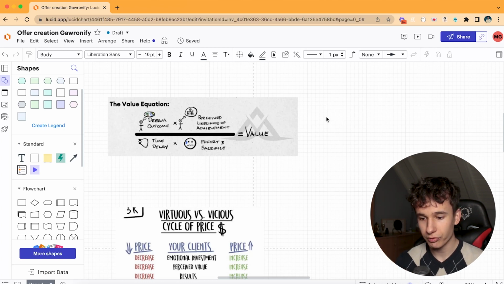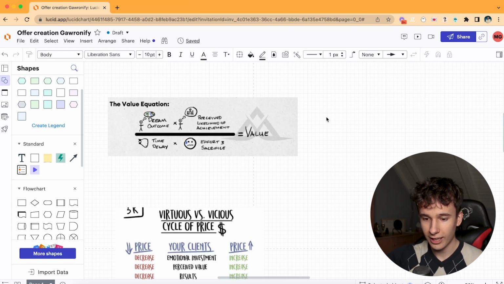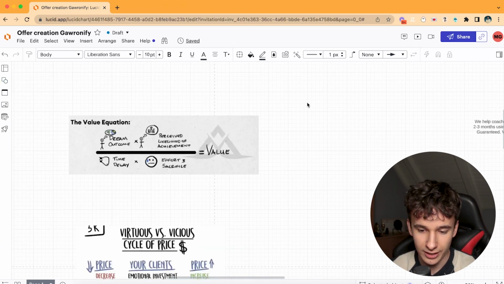So we have to think what we can make in our product to have the most value in the top and the less in the bottom. So let's say the time delay is 90 days. So we have to sit and think what we can do to have less time delay.